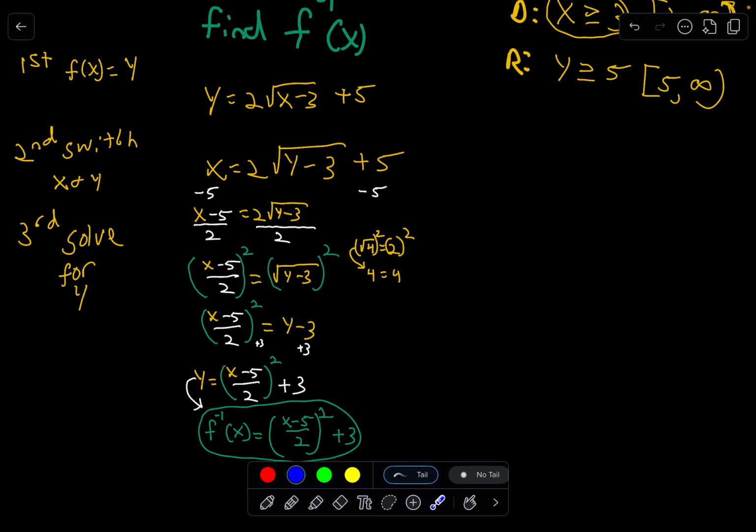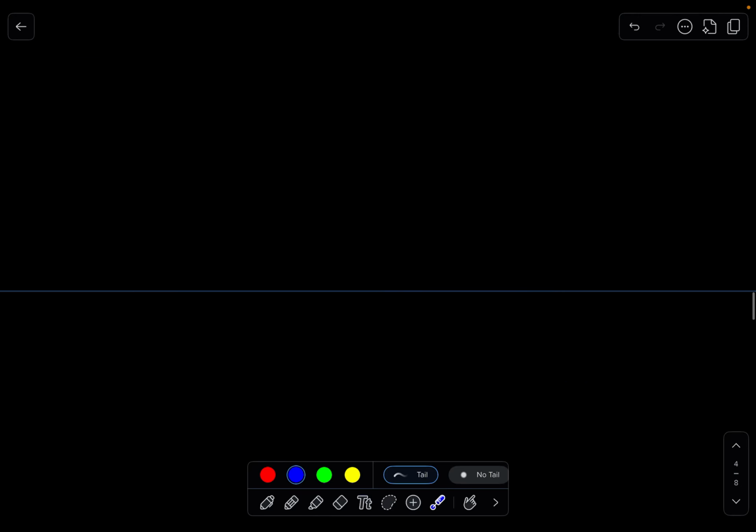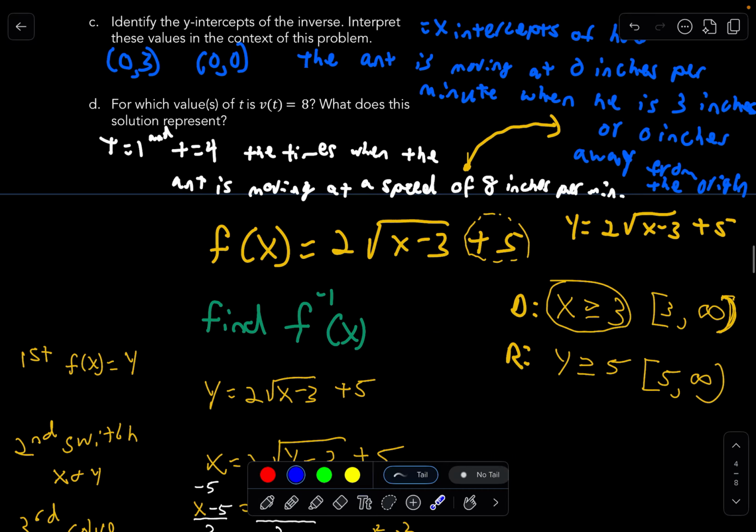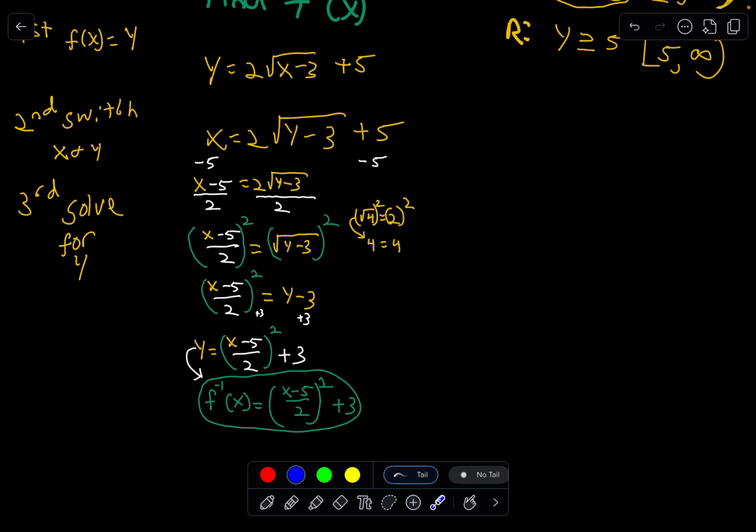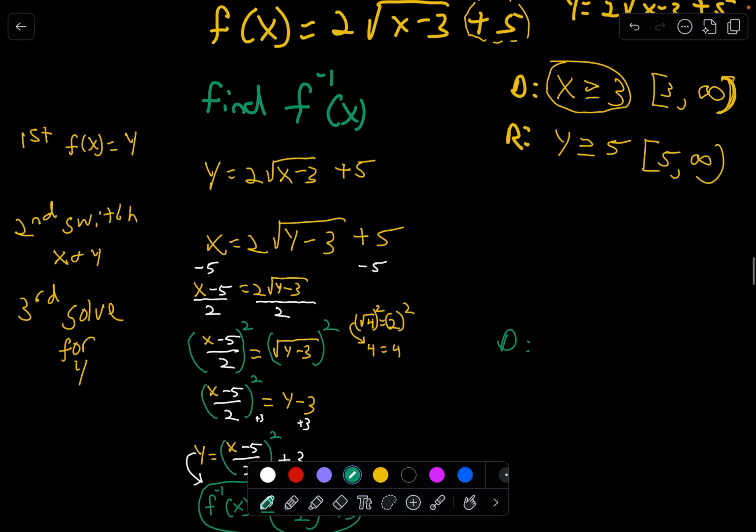Okay. Notice that by doing this, what we've said is now we would say the domain of this is going to be the range of the original. So it'll be x is greater than or equal to 5. And the range, it's going to be the domain, and that's going to be y is greater than or equal to 3. Okay? All I did was switch the domain and range from the original.